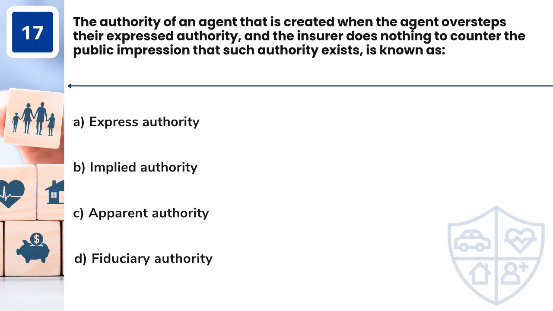Question 17. The authority of an agent that is created when the agent oversteps their expressed authority, and the insurer does nothing to counter the public impression that such authority exists, is known as A. Express authority. B. Implied authority. C. Apparent authority. D. Fiduciary authority.